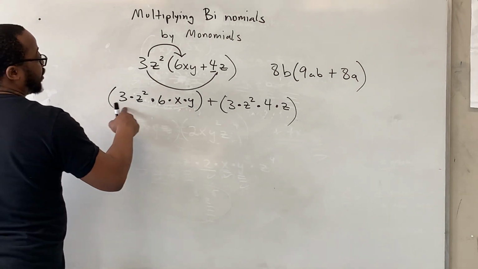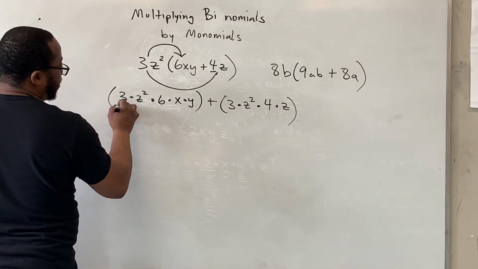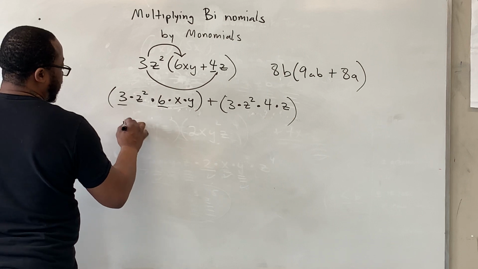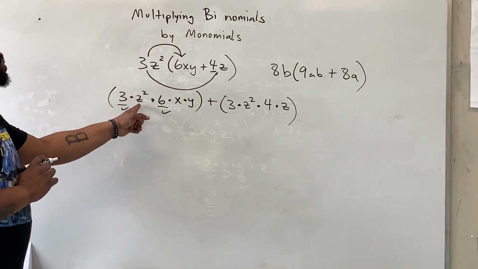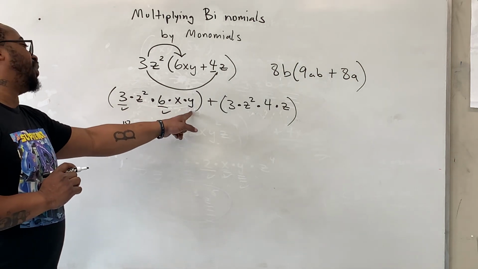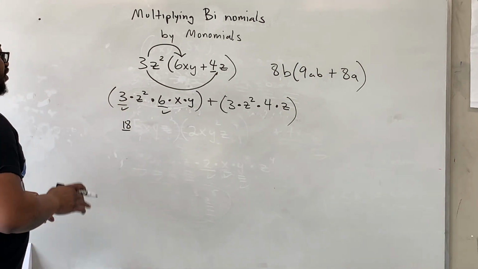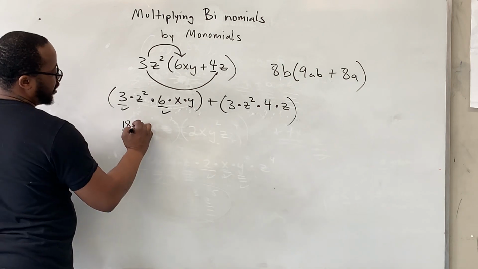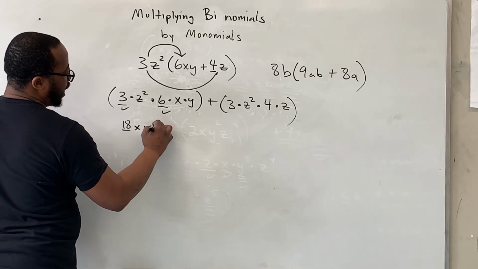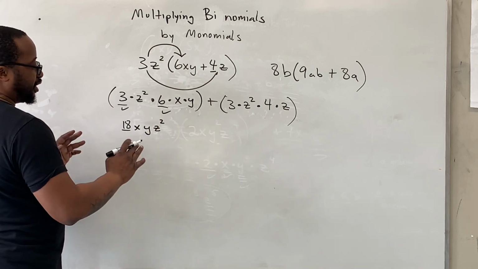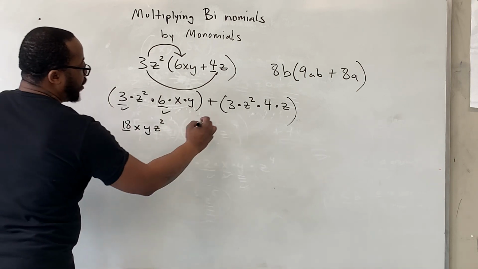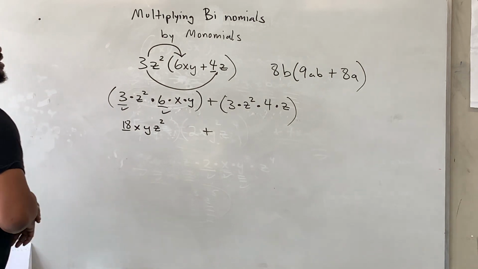Okay, the 3 times the 6 is going to be 18. Check that off. Now we have a z squared, we have an x and a y. These are all different things, so we can just write them straight out. X, y, z to the second, because there's nothing else that's similar, okay? Now it's going to become this plus.